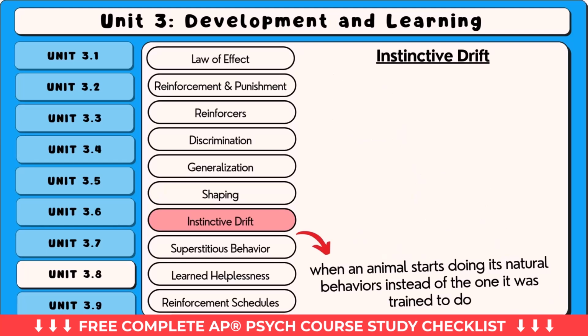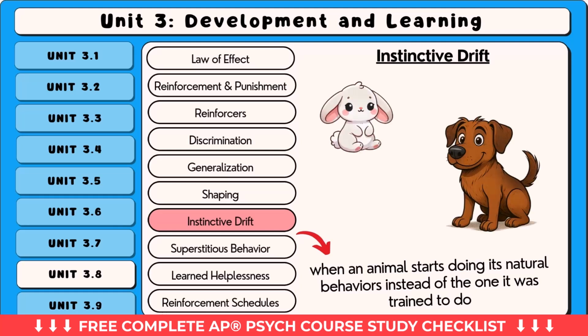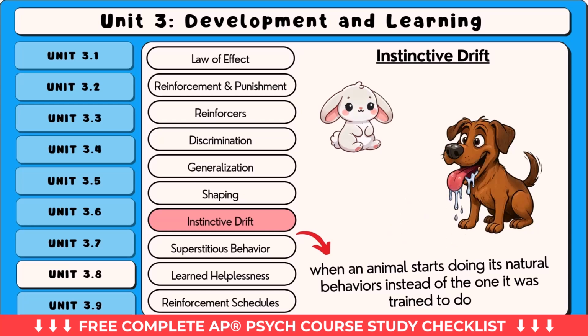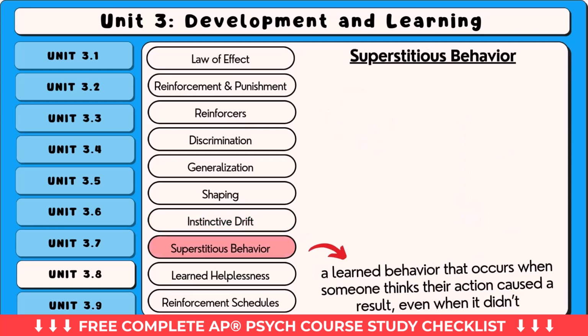Instinctive drift is when an animal starts doing its natural behaviors instead of the one it was trained to do. For example, imagine you train a dog to sit still when a small toy rabbit runs past. At first, the dog learns to stay put and gets rewarded with a treat. But after a while, the dog starts chasing the rabbit instead of sitting still. That's instinctive drift. Even though it was trained to stay, its natural instinct to chase small moving things kicks in, and it stops following the learned behavior.